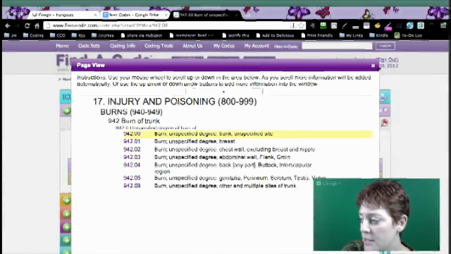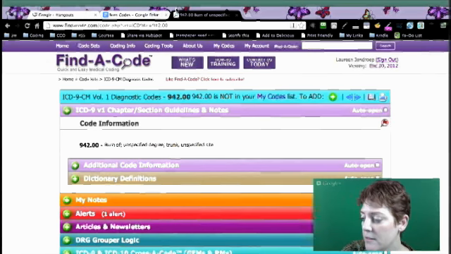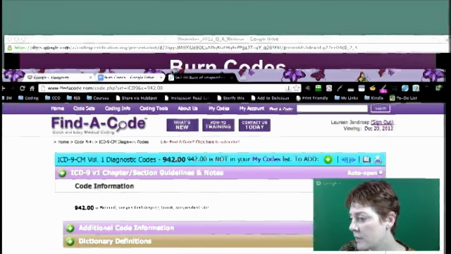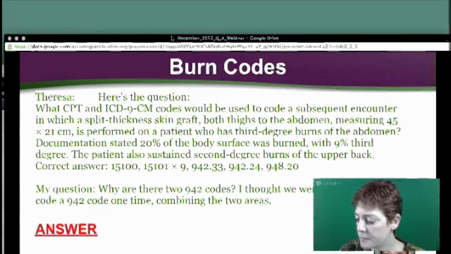So it's just an example of an answer key not giving you the correct answer. So good thinking it through.